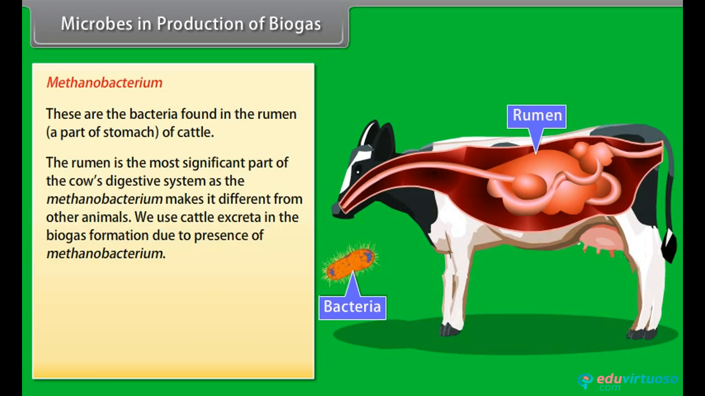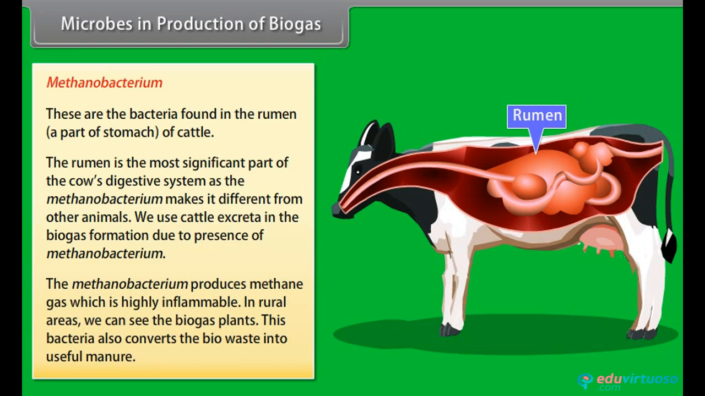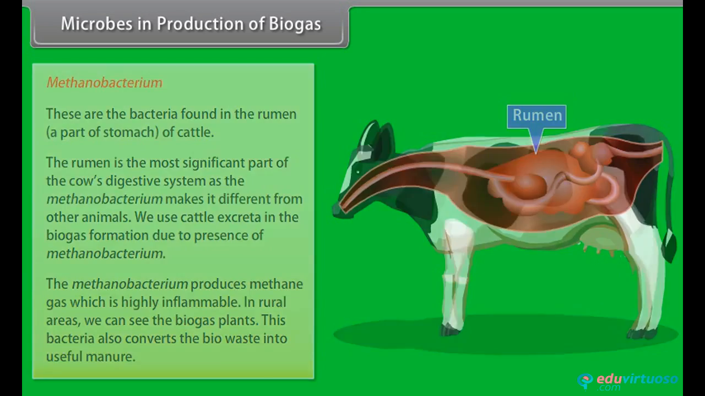The rumen is the most significant part of the cow's digestive system as the methanobacterium makes it different from other animals. We use cattle excreta in the biogas formation due to presence of methanobacterium. The methanobacterium produces methane gas which is highly inflammable. In rural areas, we can see the biogas plants. This bacteria also converts the biowaste into useful manure.